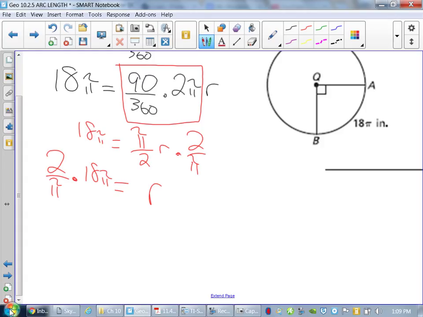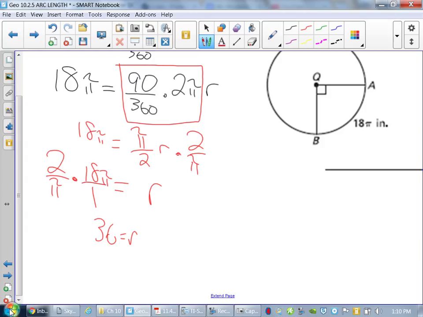What's that 18 pi over that you don't see? 1. When you multiply fractions, you're just multiplying straight across. What's 2 times 18? 36. Pi divided by pi is 1. So your answer is 36.